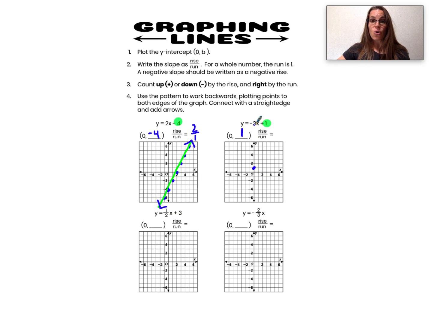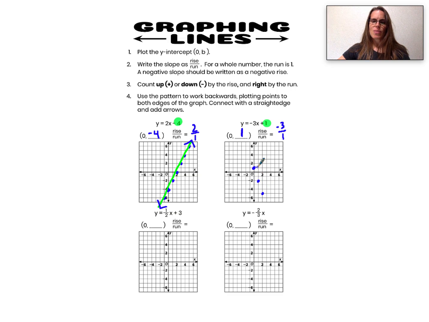I still have a whole number slope, so my run will be 1. And then that negative is going to go with my rise. So a negative slope should be written as a negative rise, -3. That will allow me to count down by 3. I start at my y-intercept and then I count down by my rise, down by 3, down 1, 2, 3, right 1. Down 1, 2, 3, right 1.